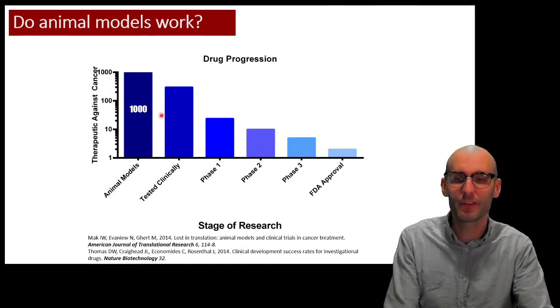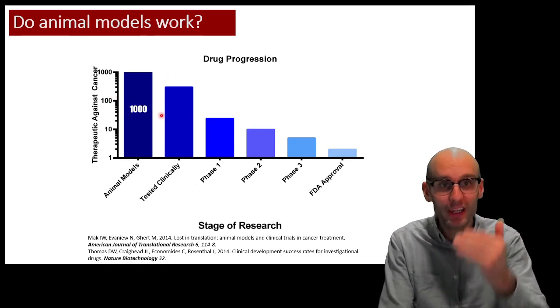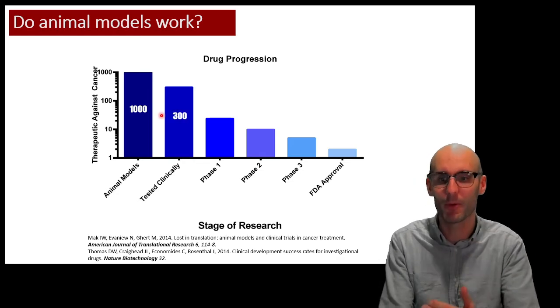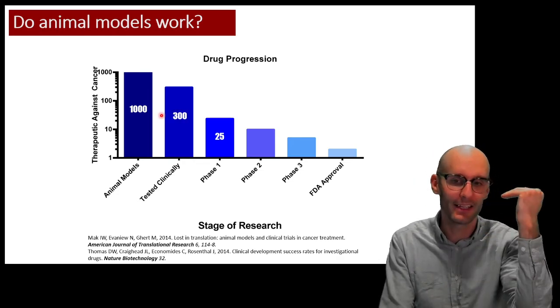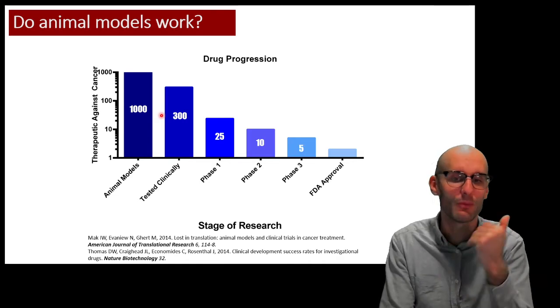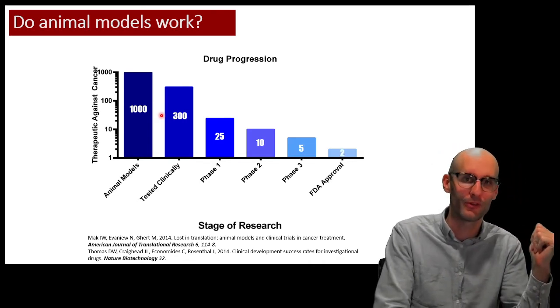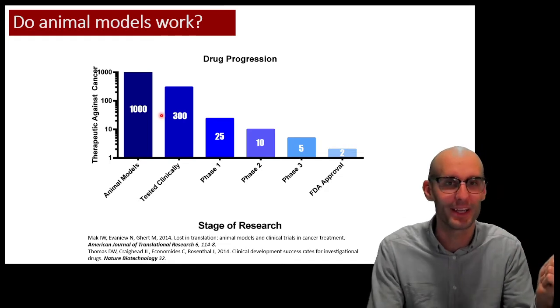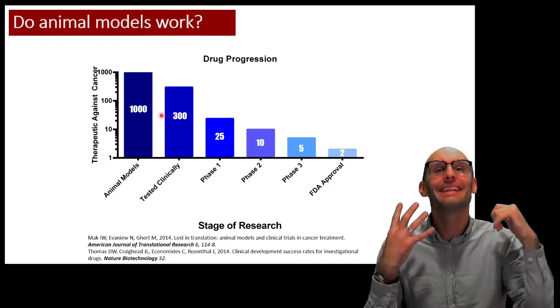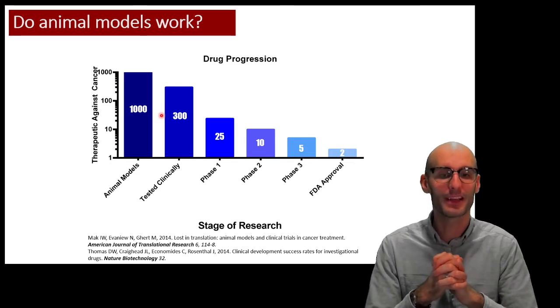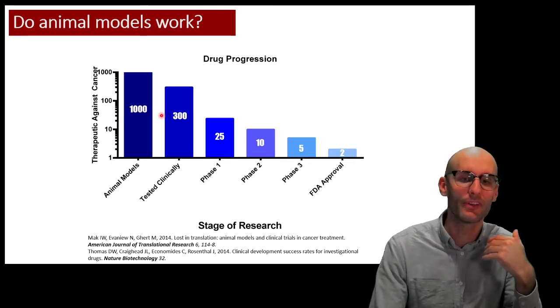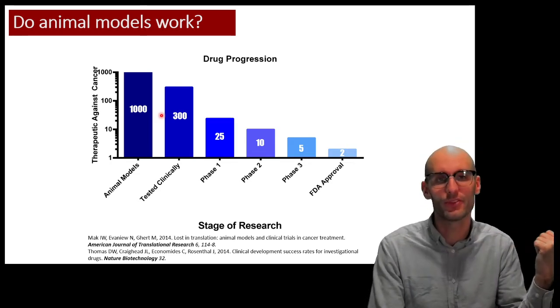So we can see for every 1,000 drugs that work at treating cancer in animal models, 300 will get tested clinically, 25 will get through phase 1, 10 will get through phase 2, 5 will get through phase 3, and only 2 will end up with FDA approval and taken into the clinic, so 1 in 500. And that is dismal, isn't it? When we think about it in terms of getting all the way through that research pipeline.